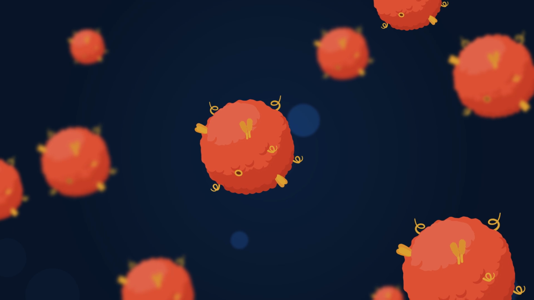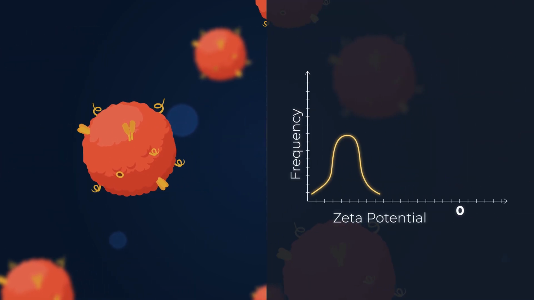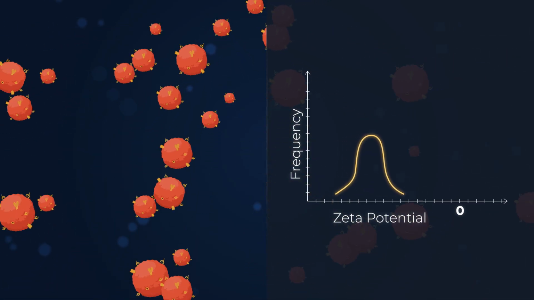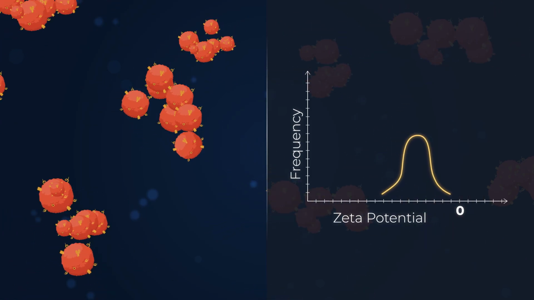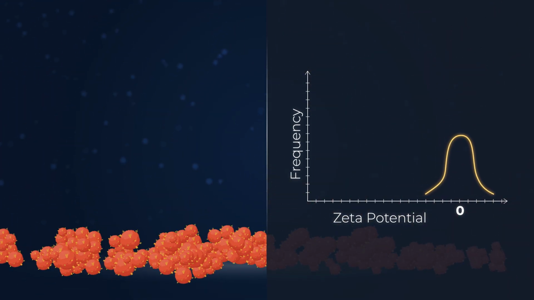Zeta potential describes the electrical charge at a particle's surface. High absolute values indicate that particles repel each other and remain stable in suspension. As the charge weakens and the value moves towards zero, particles can begin to interact, aggregate, and eventually sediment.